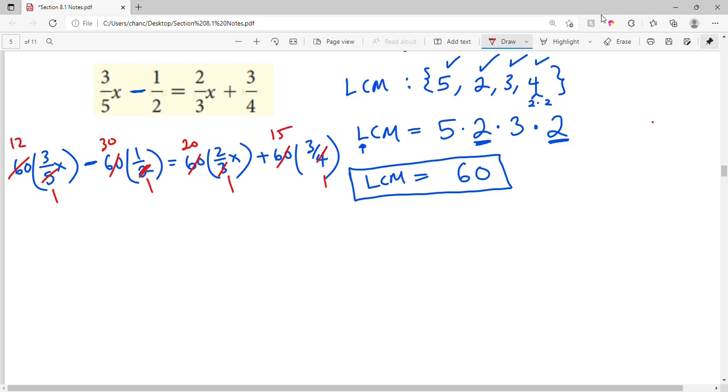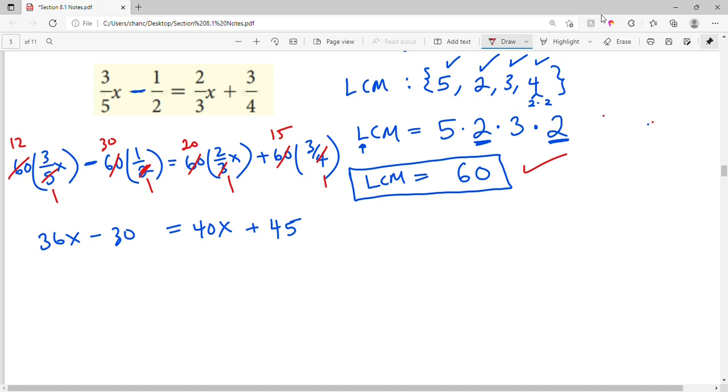So now we can just multiply across, so there should be absolutely no fractions if we pick the correct LCM. 12 times 3x, that's 36x. Negative 30 times 1, that's negative 30. Drop down our equal sign. 20 times 2x, that's 40x. And 15 times 3, that gives us 45. Notice there's no more fractions, so I know I used the correct LCM.